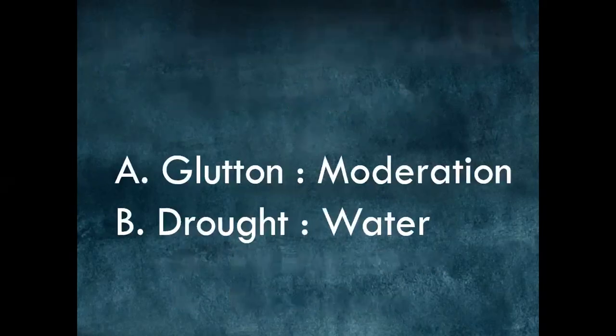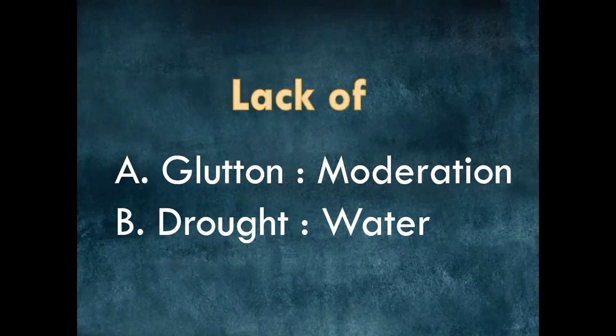How about this one, class? What is the verbal analogy presented by these examples? Glutton, moderation. Drought, water. The answer is lack of. Glutton is lack of moderation, meaning overindulgence in food if you're a glutton. Drought is lack of water. So this type of analogy would give us lack of something.